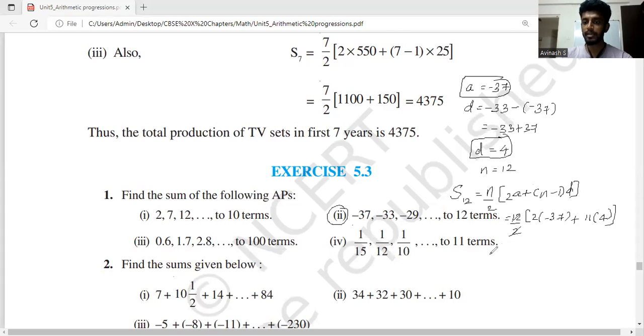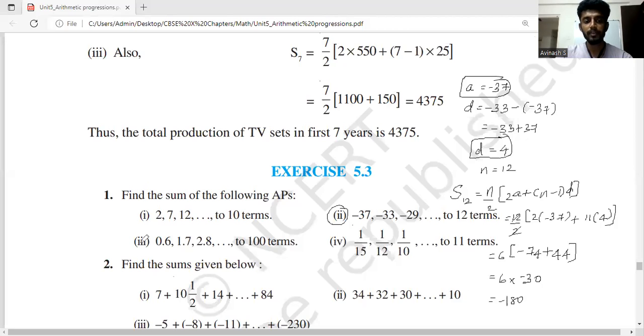Now this gets cancelled. We get 6, and then we get minus 74. When we multiply 2 and 37, we get minus 74, and then 11 times 4 is 44. So this will give us 6 times minus 30. So the answer will be minus 180.